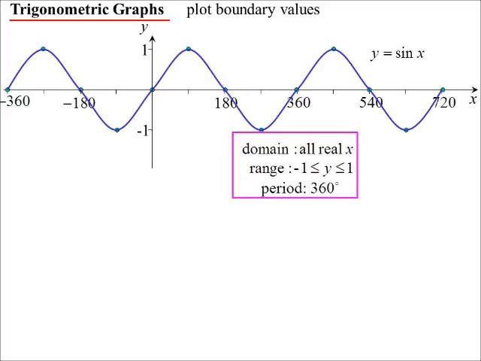Now, just by looking at that, we can tell a few things. Domain: there's no break in the curve whatsoever. All real x. I can put any number in and get an answer. Range: it goes between -1 and 1.